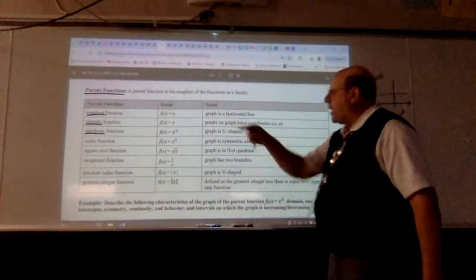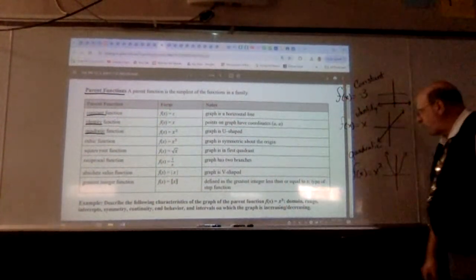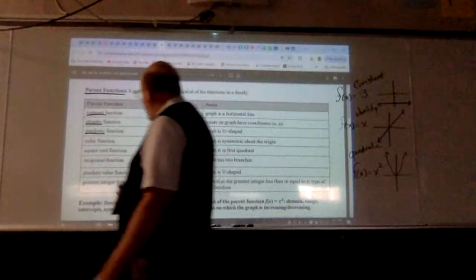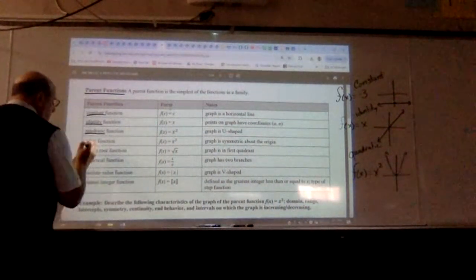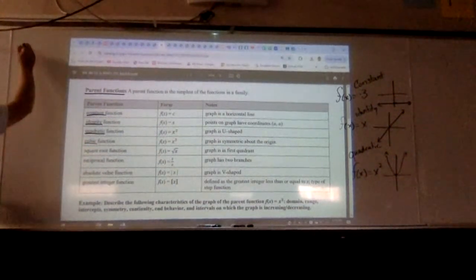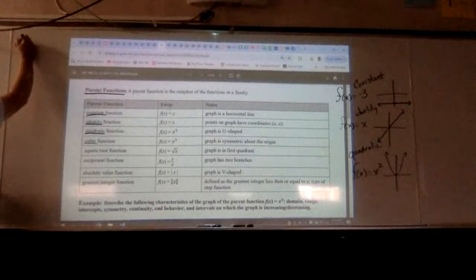But let's go ahead and talk about what a cubic function looks like. God bless you. God bless you again. Cubic function. And this one's kind of cool. You're going to see this a lot. We'll go cubic.